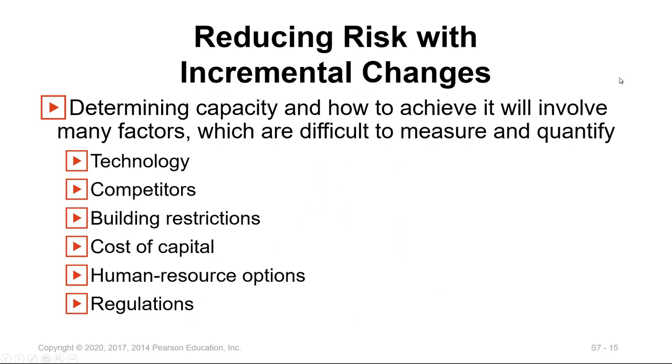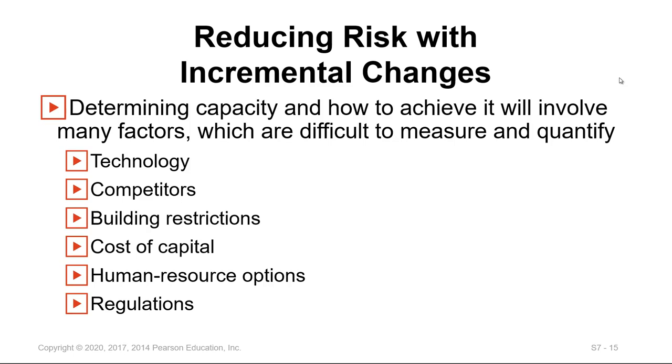To change and achieve the proper capacity that meets customer demand, we have to consider lots of factors. Some of these factors are hard to measure and quantify, such as the technology that will be used to increase capacity, what competitors are doing, and how our company can be better or compete with them. How can we overcome some of the restrictions, especially building restrictions? What will be the cost of capital?